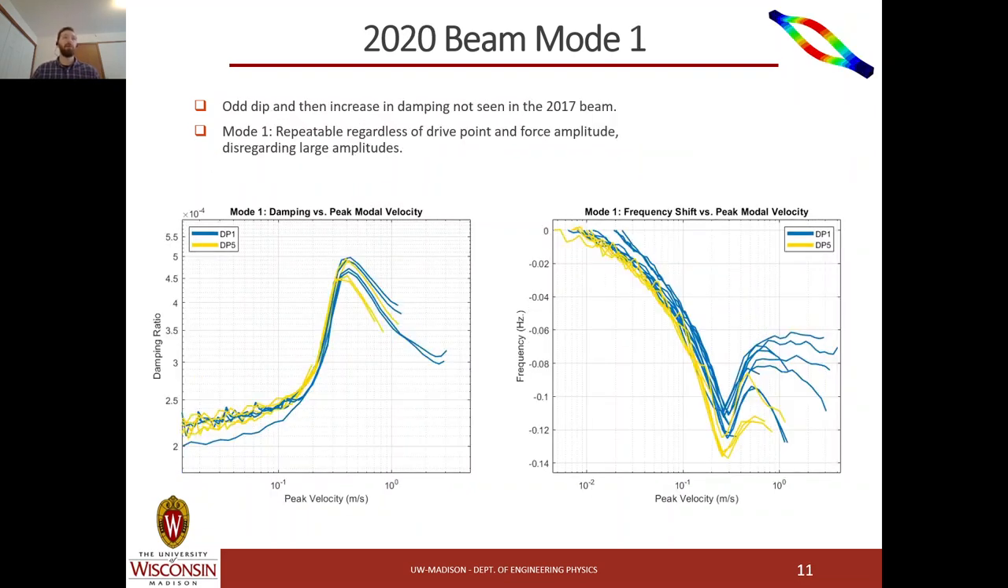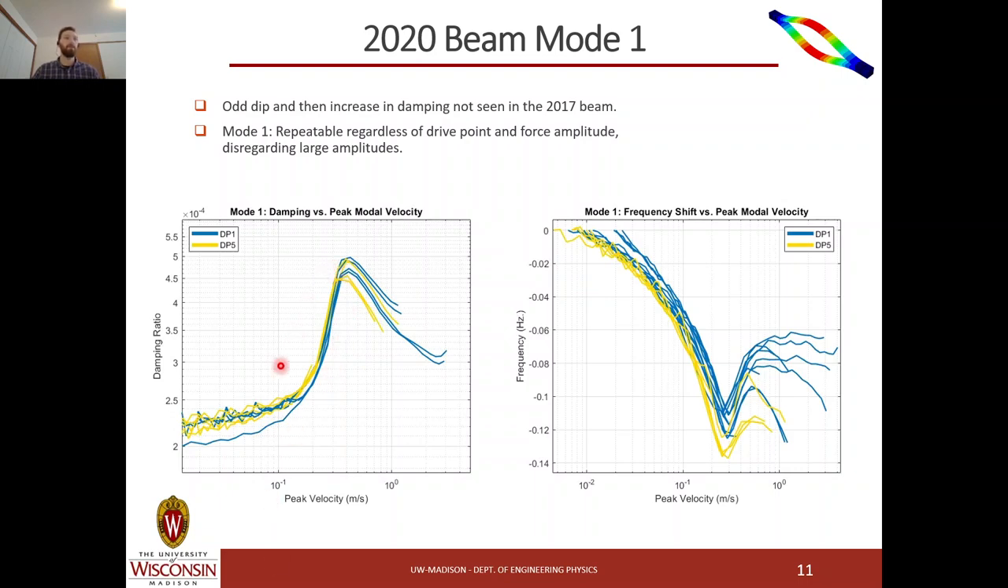Here we have the 2020 beam going back to mode 1. The first thing we'll notice here is that we see a pretty atypical shape in the damping and frequency curves. We get an increase, which we expect, but then we get a decrease in damping at higher amplitudes. And then for frequency, we see a decrease, which we expected, but then it increases and kind of waves around over here, which can't be explained by just the microslip model. But regardless, we can still make the same conclusions about mode coupling here.